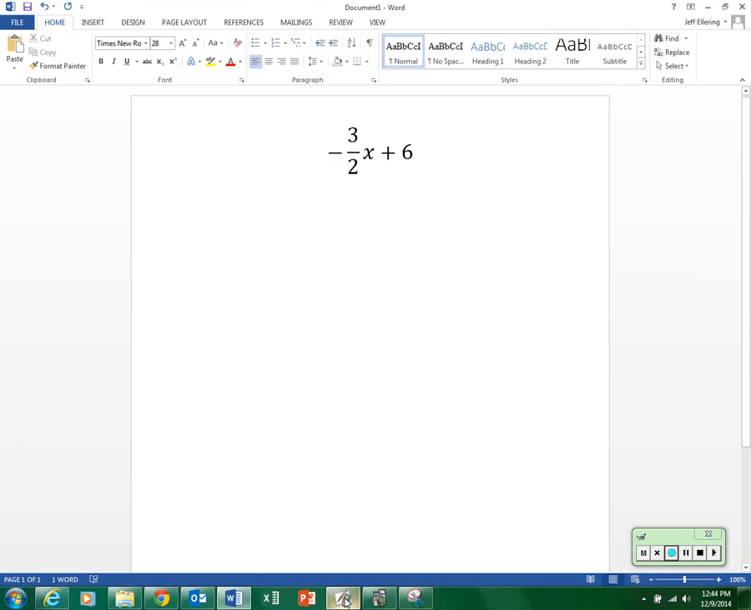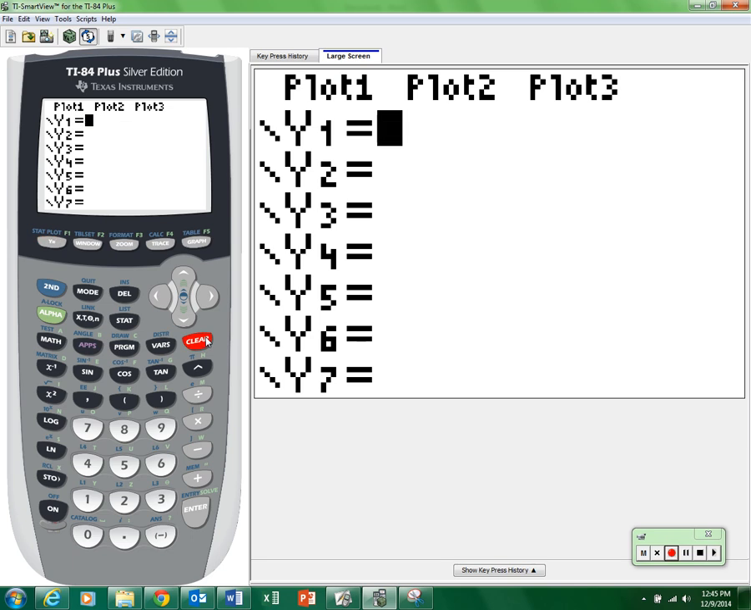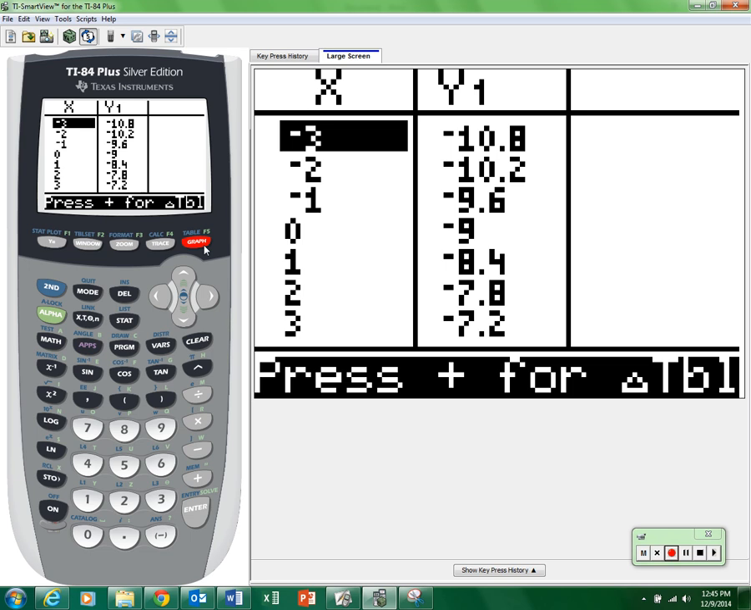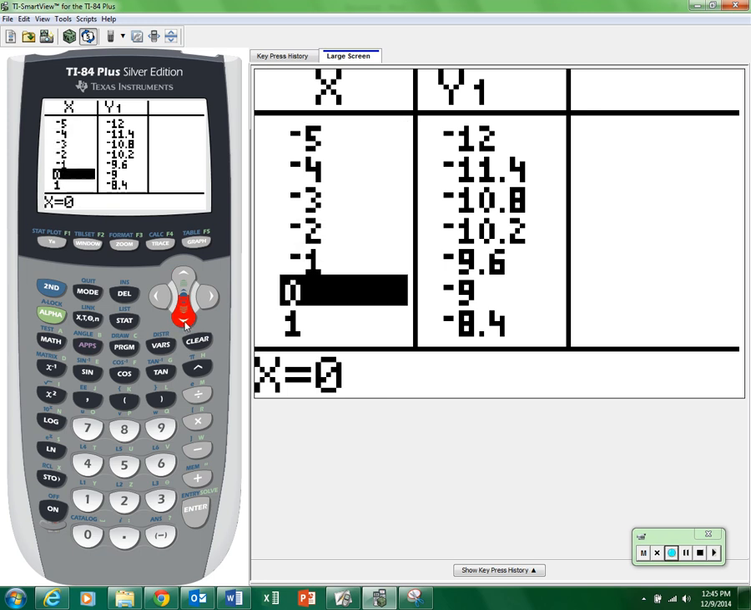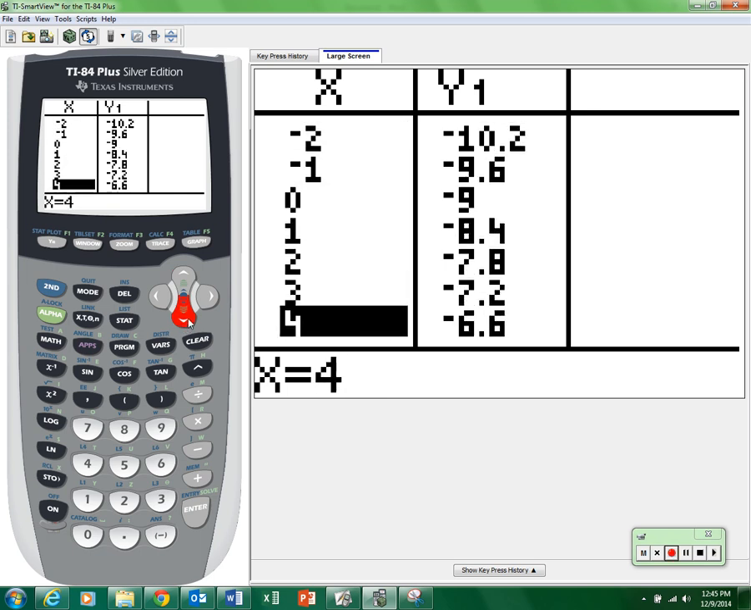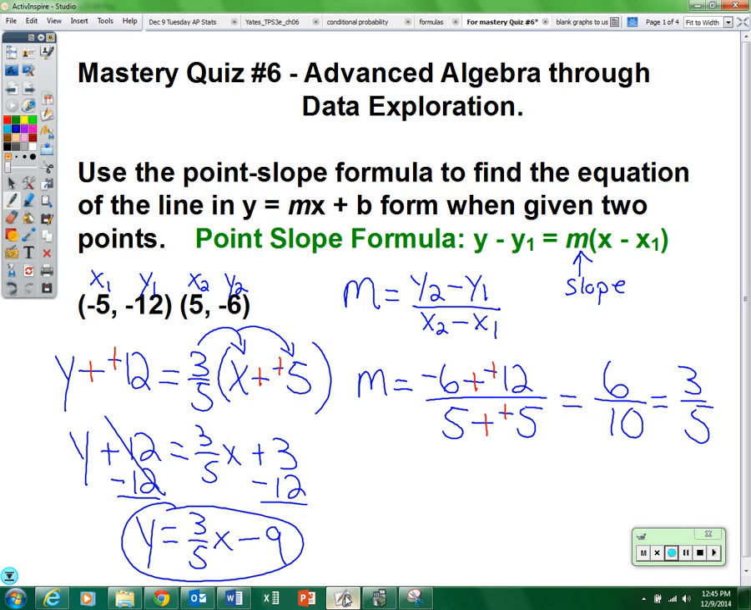So you could go to your y equals. You could type in 3/5 x minus 9. You can go to your table, and then you can look for the ordered pairs. Okay, so there's the negative 5 at the top, negative 5, negative 12. And if we scroll down, we should see the other ordered pair. There it is, 5, negative 6. So we know that we got the answer correct. Okay, let's move on to the next one.